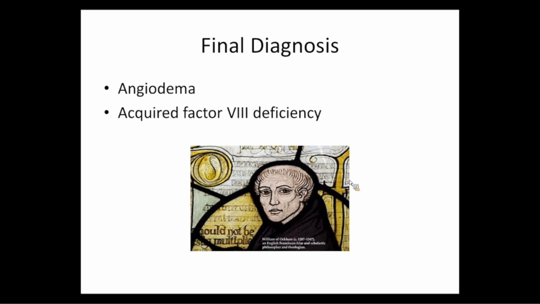And then, so he came with angioedema and was diagnosed with acquired factor VIII deficiency, which is a bit strange, right? He had one slightly rare condition and then was diagnosed with another. So we were trying to figure out if we could tie them together in any way. Any thoughts on whether that would be possible?